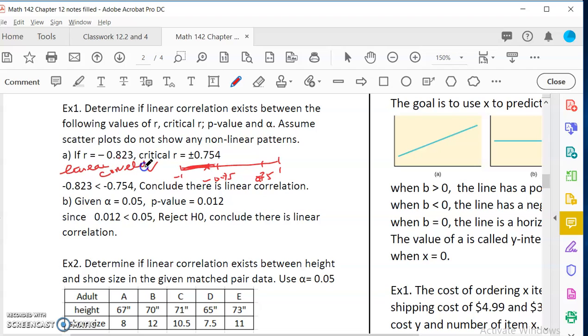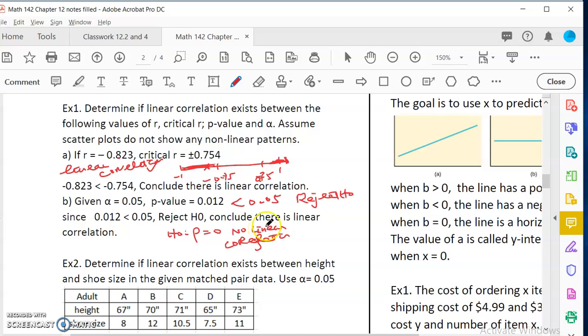Some books also use absolute value, so that's also okay, but I think this is easy to do. You just do the threshold. The second pair is you use p-value and alpha. So 0.012 is less than 0.05, right? So reject H0. When you reject H0, you conclude there is linear correlation, because H0 is rho equal to 0, no linear correlation. So if you reject it, that means there is linear correlation.